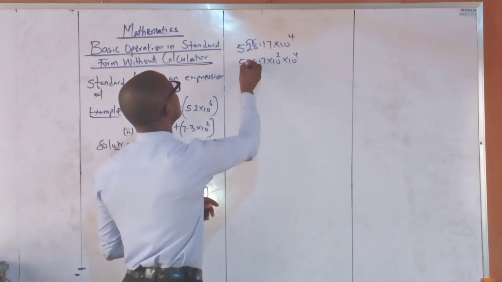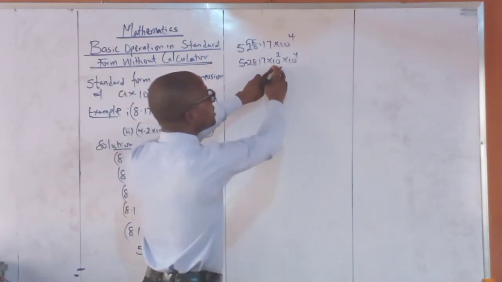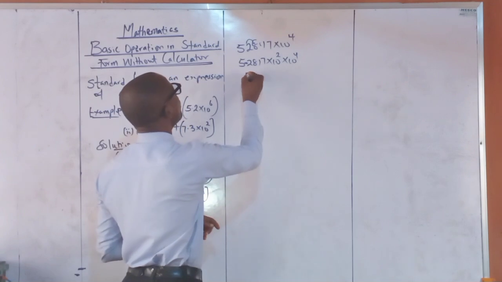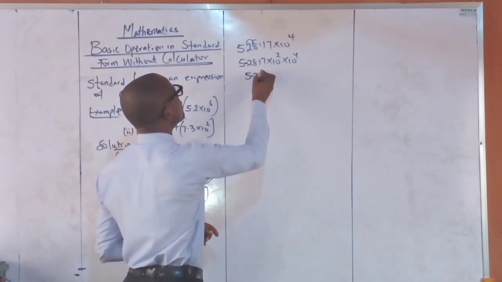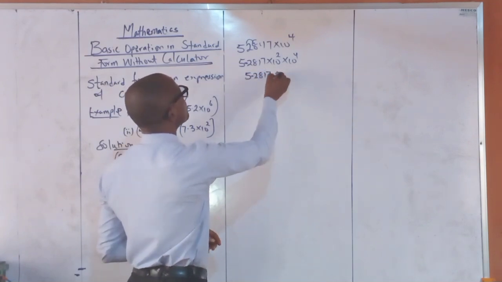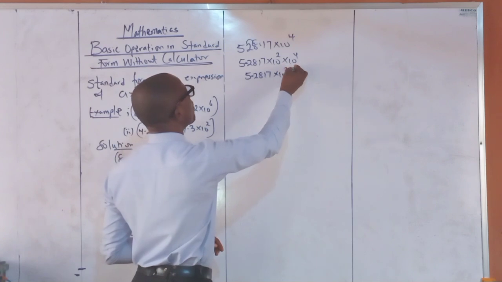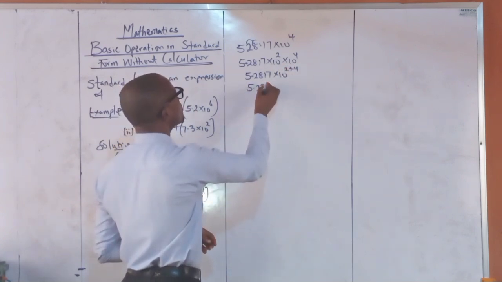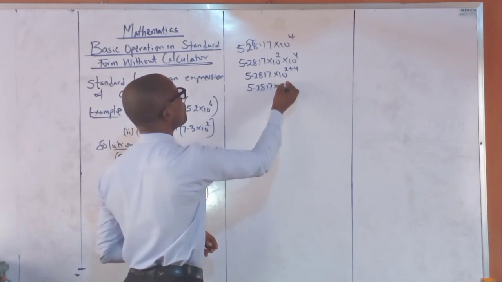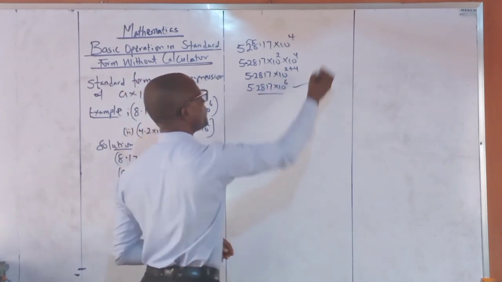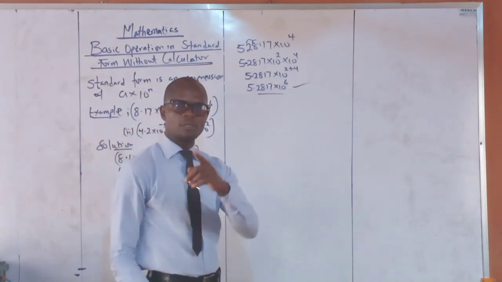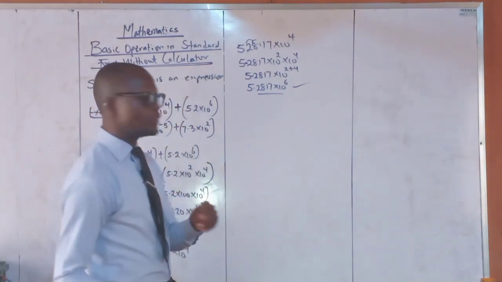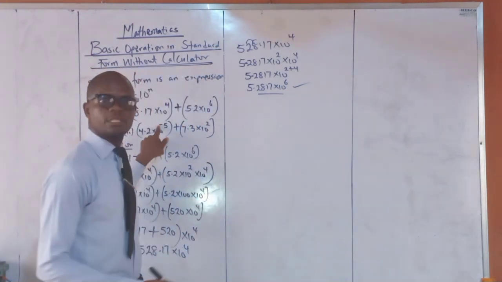Now, let's obey the law of indices by adding the power. So we have 5.2817 times 10 to the power of 2 plus 4. That will give us 5.2817 times 10 raised to power 6. That's the final answer.